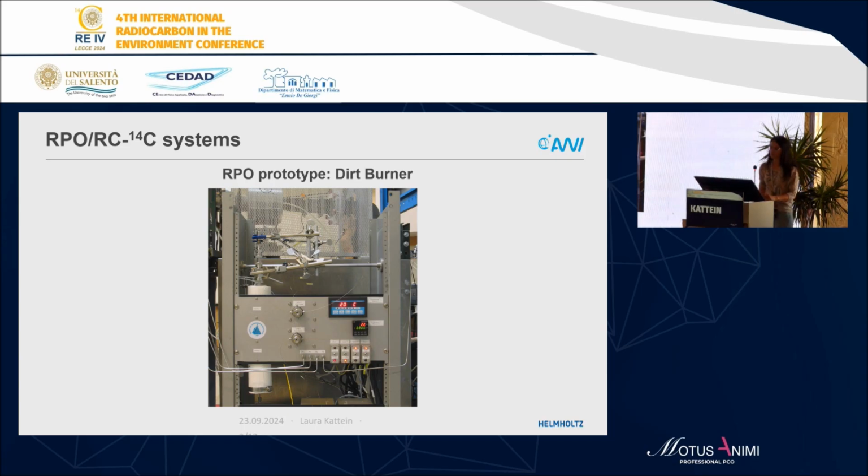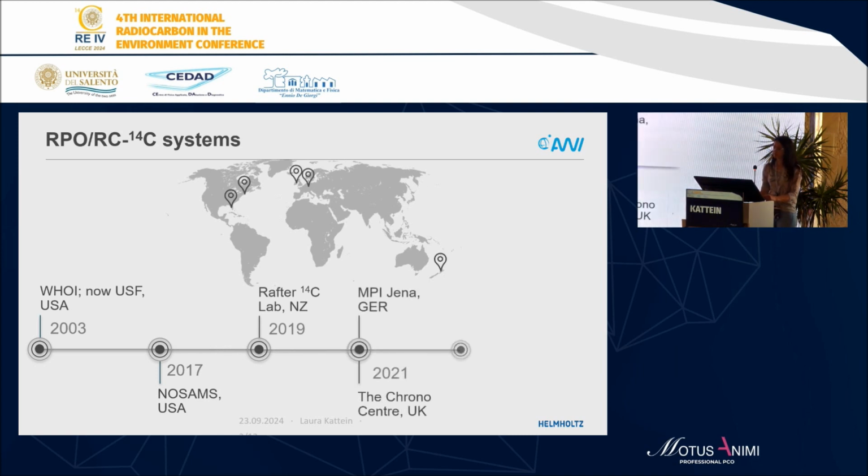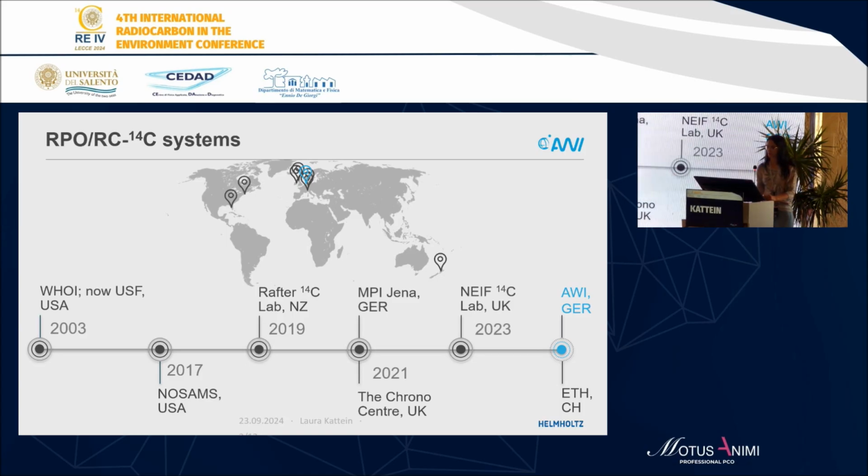This is the very first RPO machine that was built in 2003 at the Woods Hole Oceanographic Institute. It is now located at the University of South Florida, and it served as the prototype for the 3 systems that were built in the following decades at NOSAMS in the US, in New Zealand, and in Northern Ireland. Then 2 years ago, the MPI in Jena bought a commercial machine. It's the same one that we are also using, and they modified it for ramped combustion. So they don't pyrolyze the sediment, they combust it.